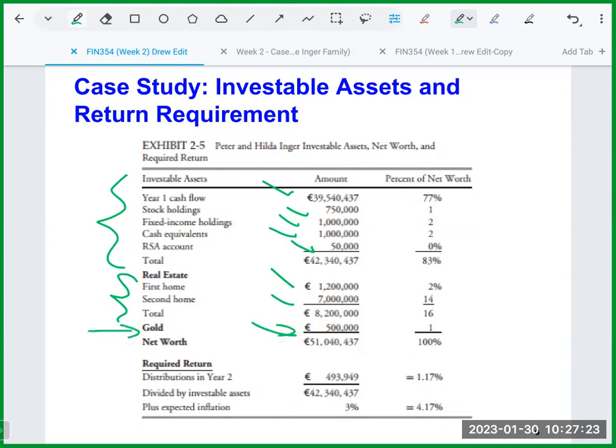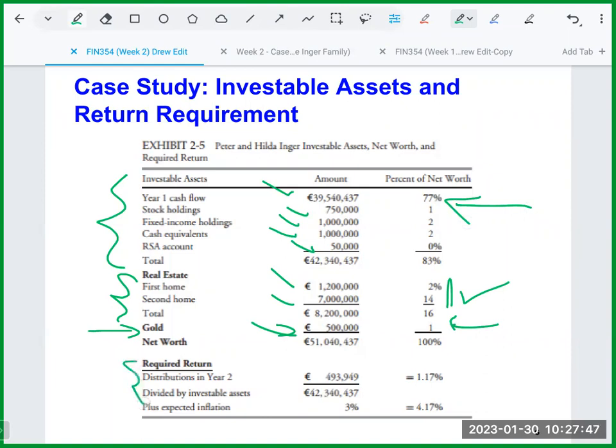So all these, and notice gold is such a small portion. At the same time, can you see that real estate is such a big portion? This is a concern because we know that real estate is very illiquid, right? So it's something that we need to think about. And most of his income comes from the first year sales of the company, which is in cash, which is good. All right. So after doing this, we can calculate the required return.